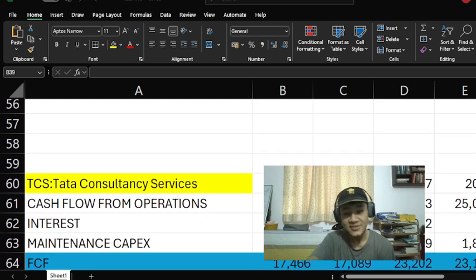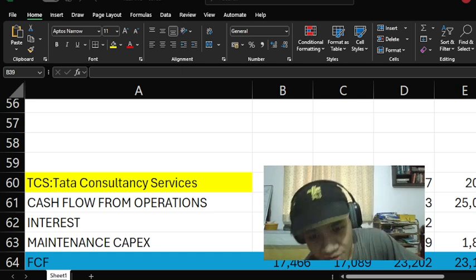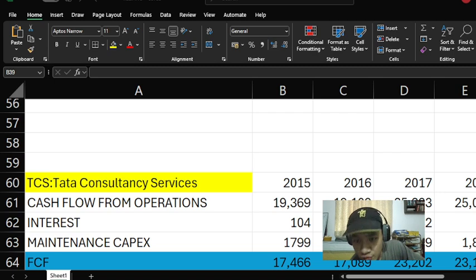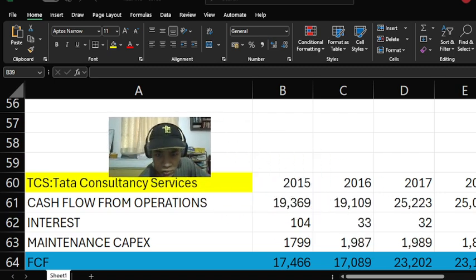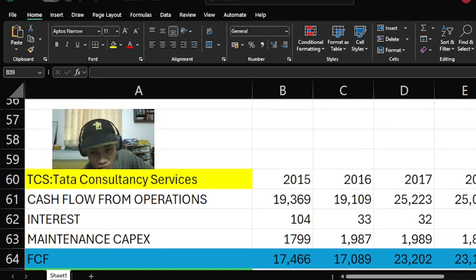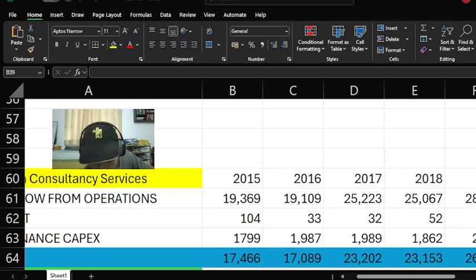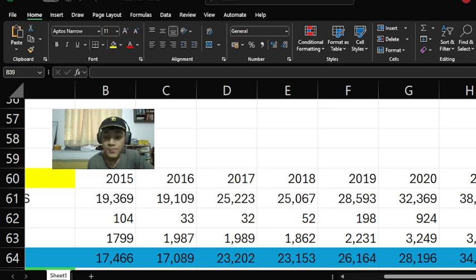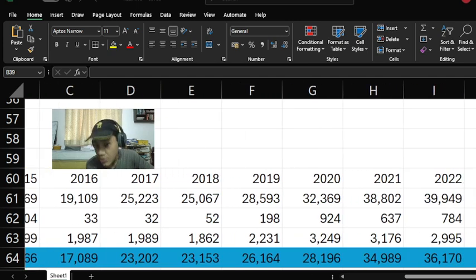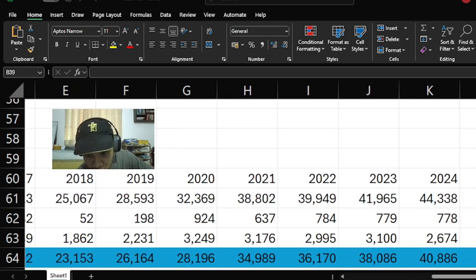Next, TCS. Yes, TCS, India's biggest IT company, very respected, no controversies whatsoever regarding its hiring and all that. Okay, free cash flow 2015, 17,466 crores. 2017, 23,202 crores. Let's move to 2020. 2020, 28,196 crores. 2021, 34,989 crores. 2023, 38,000 crores.